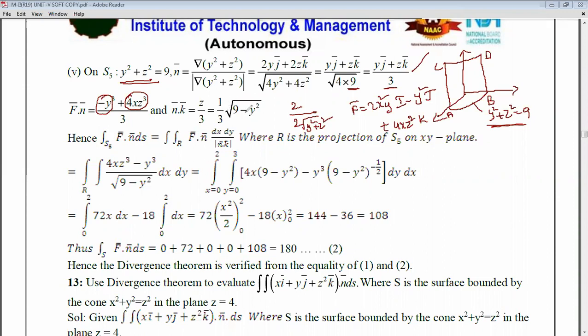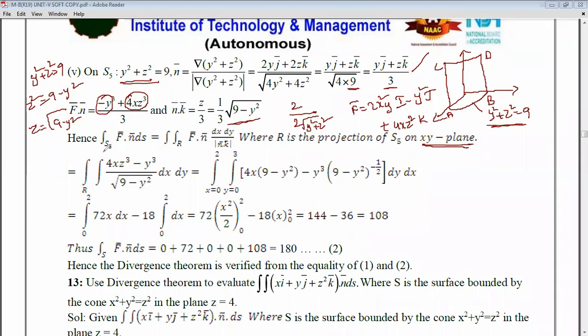But for the xy plane, that should be in terms of y. So since y² + z² is equal to 9, z² is equal to 9 minus y². Z is equal to the square root of 9 minus y². I substituted that here. And now the integral of f bar dot n bar dS over the surface S5 is equal to the double integral of f bar dot n bar dx dy by this, where the projection we chose is in the xy plane.